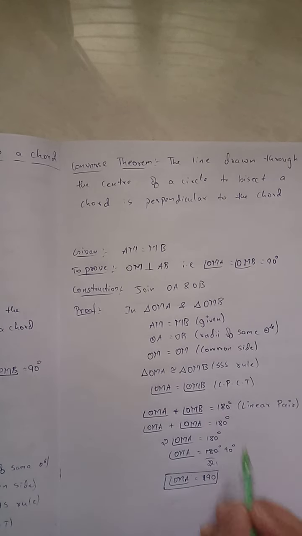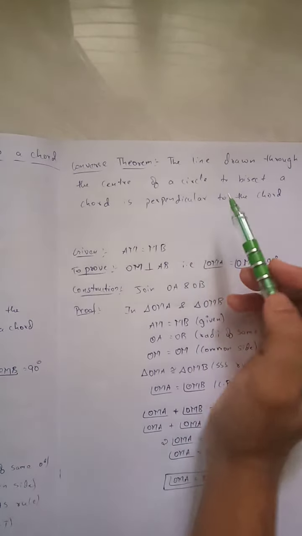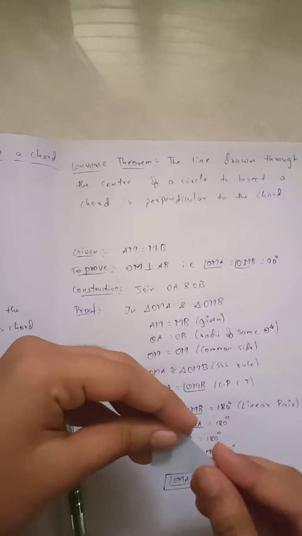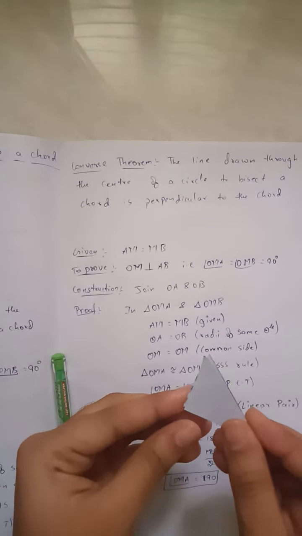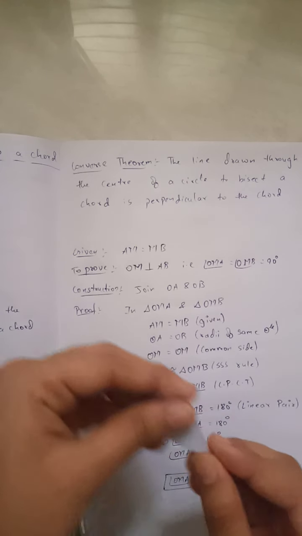We proved that the line drawn from the center of a circle to bisect the chord is perpendicular to the chord. So we'll see in these two triangles the angles are equal and these two angles are 90 degrees. Hope you all understood.